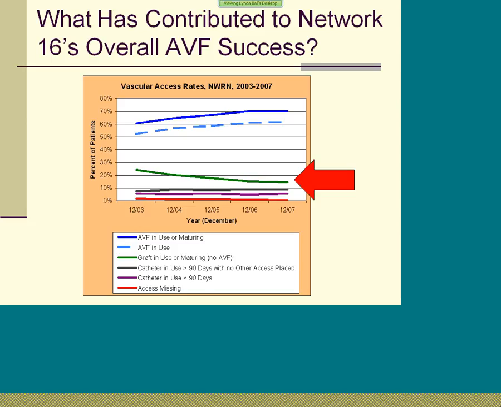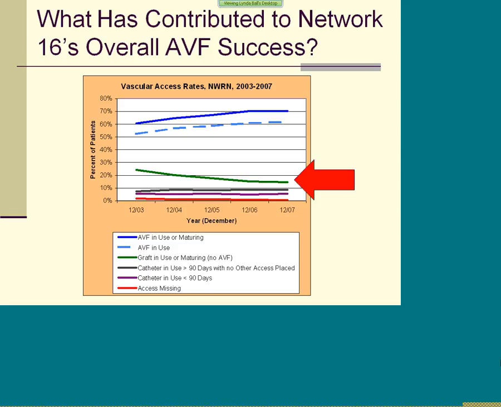So, has it contributed to our success? Well, if we look at 2003 to 2007, so this was the first 4 years, if you look at the green line where the red arrow is, look at our graft rate. It was about 25%, and it went down to about 15% over that 4-year period. As our in-place, our in-use, our maturing is the top solid one in the AV fistulas in use, we went from about 52% to just a little over 60%, 61% or so. So it did have an impact on that. So as we saw our fistula rates climb, we saw our graft rates decline.